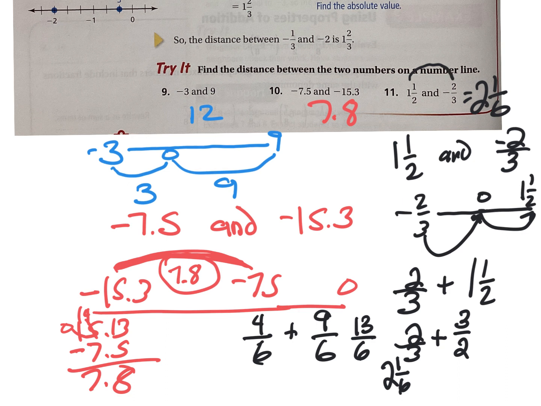When you have opposite numbers, like a negative and a positive, you have to get the absolute value of both and add them. You have to go to 0 for each one, add them together. There's your distance.